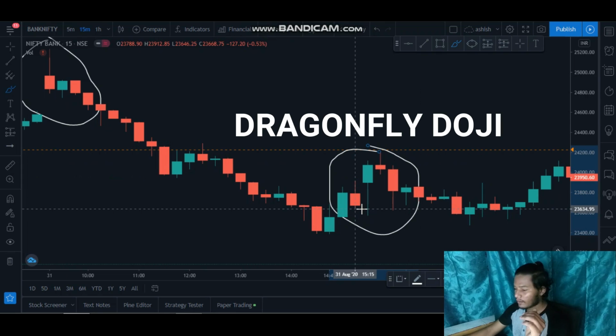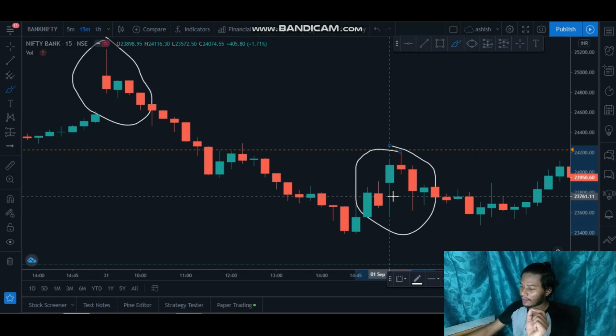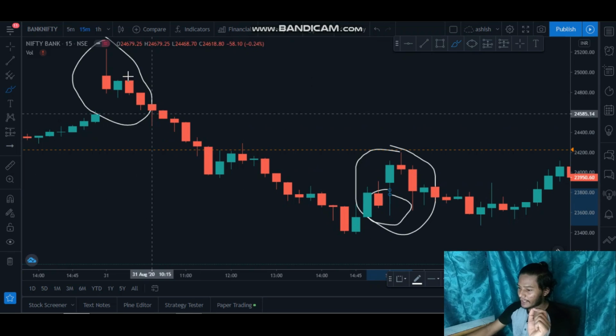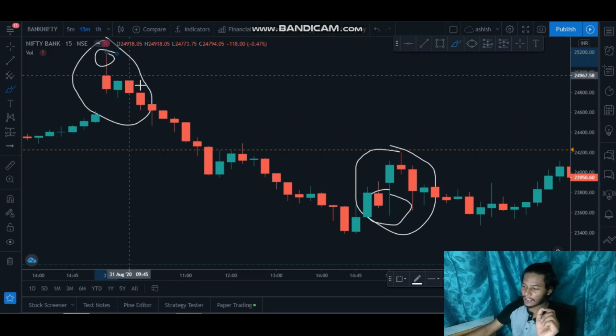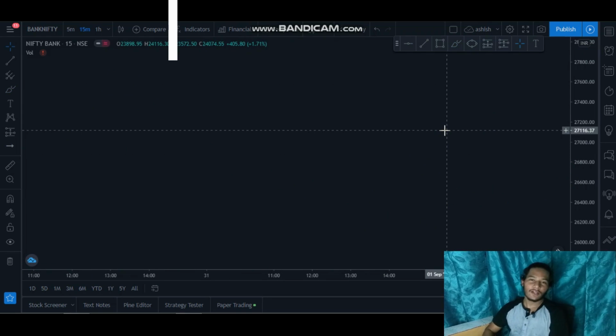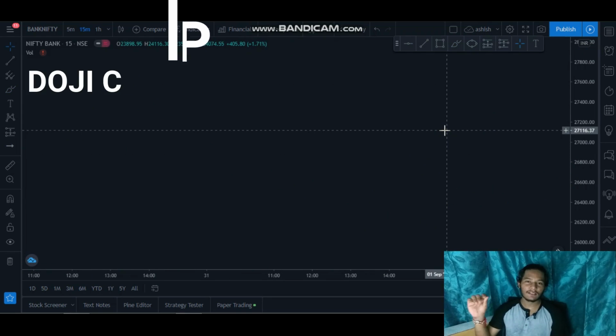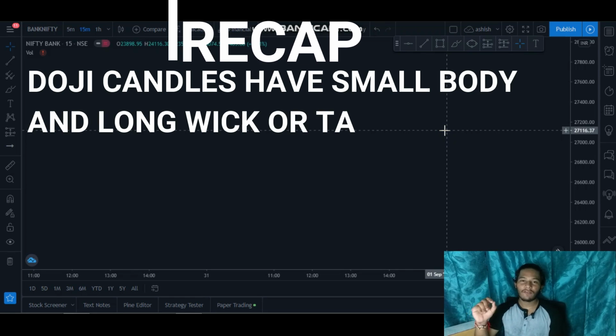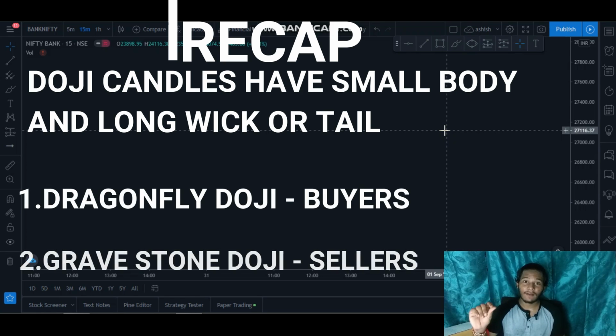More than the name, if you concentrate on the type of wick or tail it makes, it will be more beneficial and it will be helpful for understanding the price action. So now let's finish the video with a recap. Here we have a doji candle which has a small body and a longer wick or tail. And there are two types of doji, dragonfly doji and gravestone doji. The dragonfly doji shows us buyers are in the market and they want to take the market higher. And the second one is the gravestone doji, means sellers are in the market, they want to take the market lower.